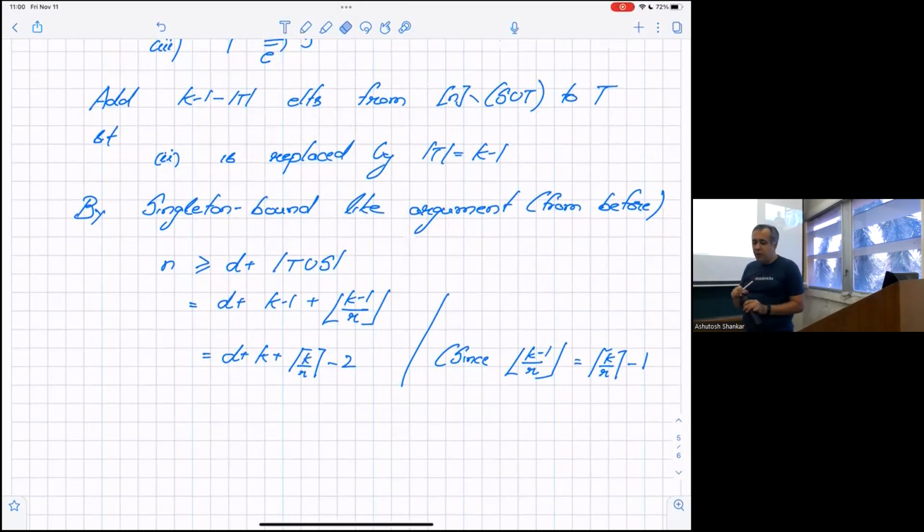So what did we do? We constructed an RT-MLRC. First we put a singleton bound-like thing for RT-MLRCs, and then we also showed a modification of the Reed-Solomon code which achieves this. Now you could ask a little more. Do we want just an RT-MLRC? Why can't we get an RD LRC?